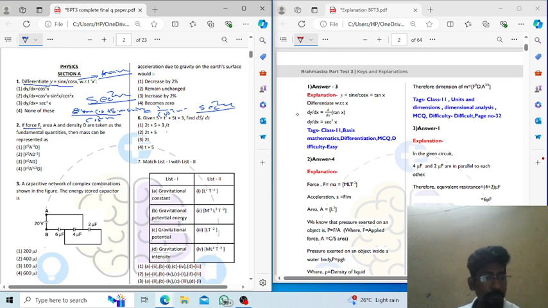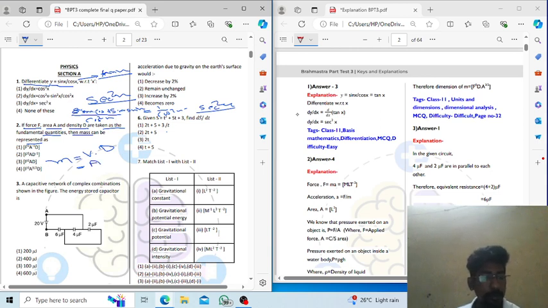If force F, area A, and density D are taken as the fundamental quantities, then mass can be represented. You know what mass is: mass is nothing but volume into density. And volume is nothing but area.